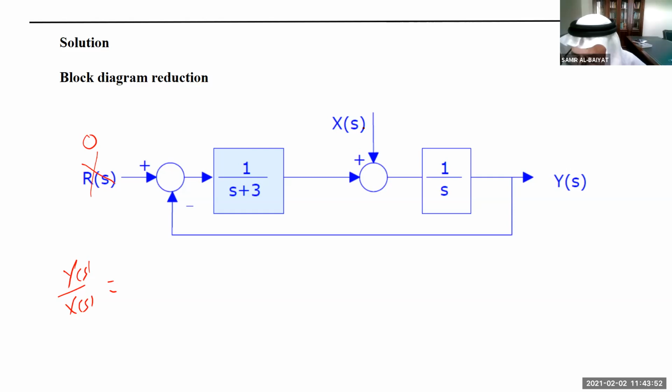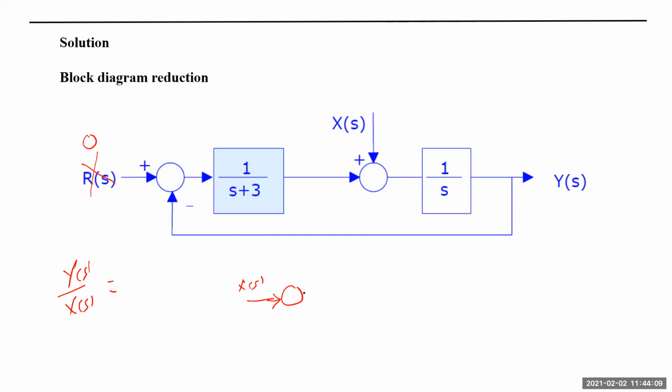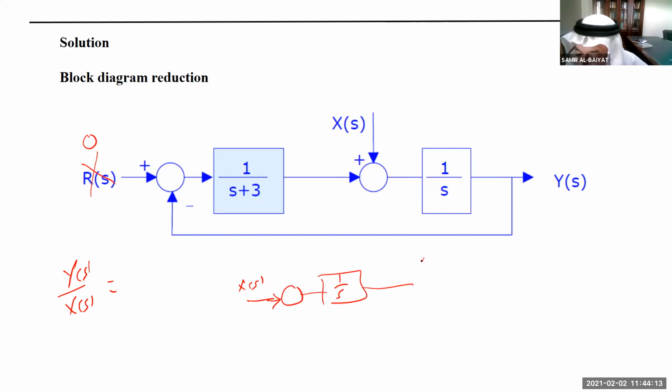Suppose, let me call this my X. And this is coming through the addition, through the adder. So it will be multiplied by s plus 3, then 1 over s, and this is Y. Do you agree?